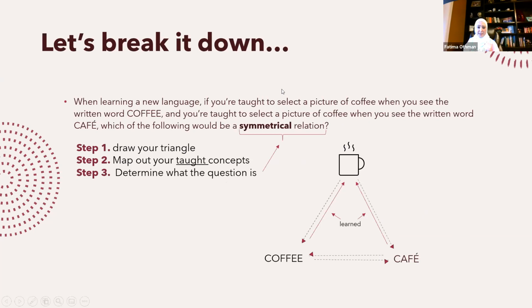Determine what the question is. Your third step is to look and see what this question is asking me to do. In this case, it's asking which of the following would be the symmetrical relation. So now this should be easy. I have my triangle right here, and I know that these two arrows right here are going to be the symmetrical relation.